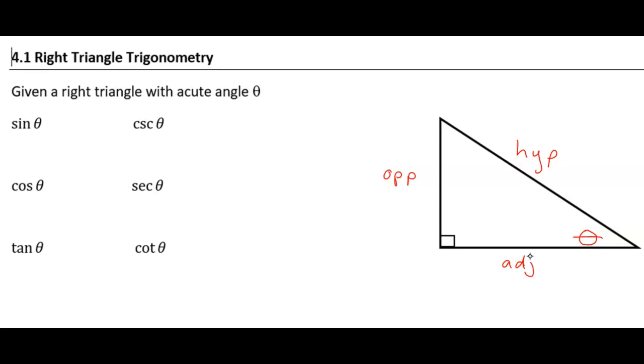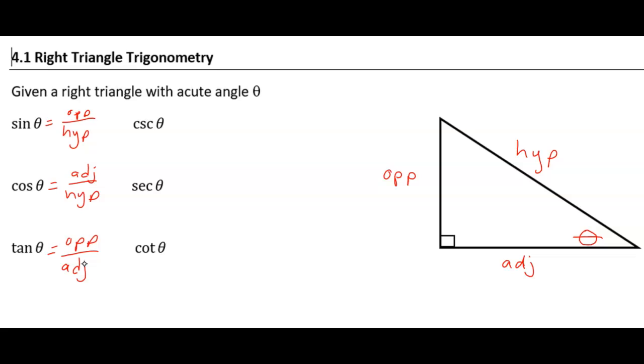Okay, then to define our trig functions, your sine is the opposite over the hypotenuse. Your cosine is adjacent over hypotenuse. And your tangent is opposite over adjacent.